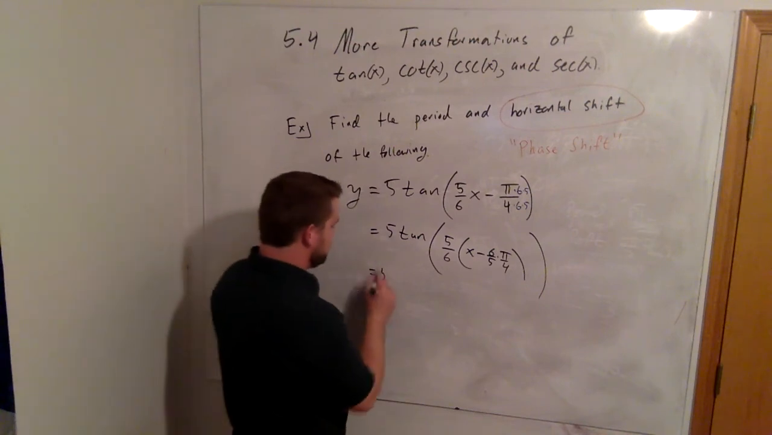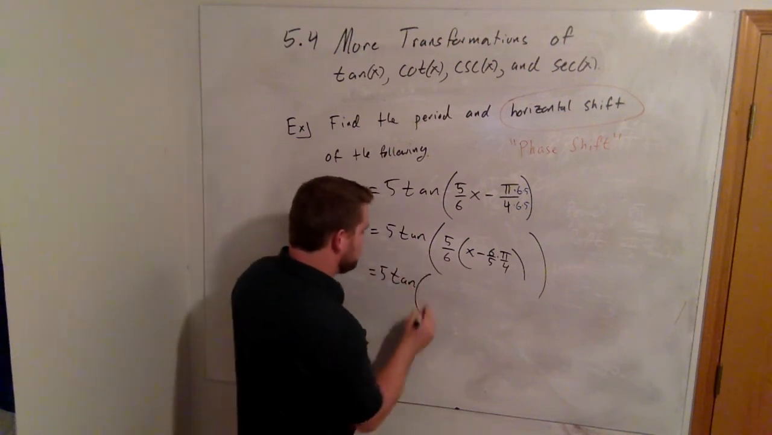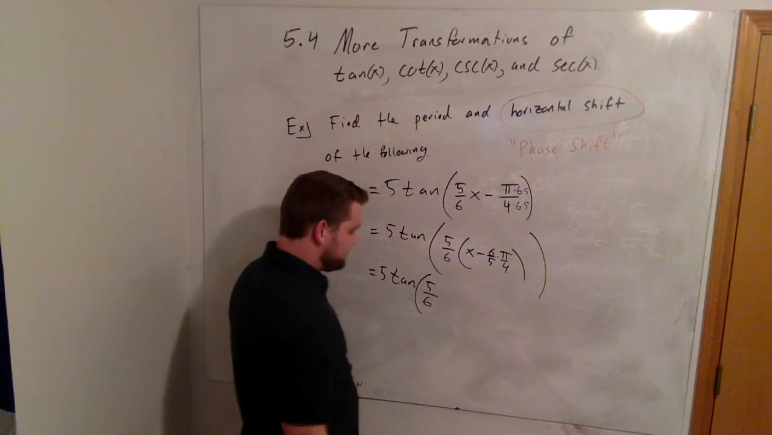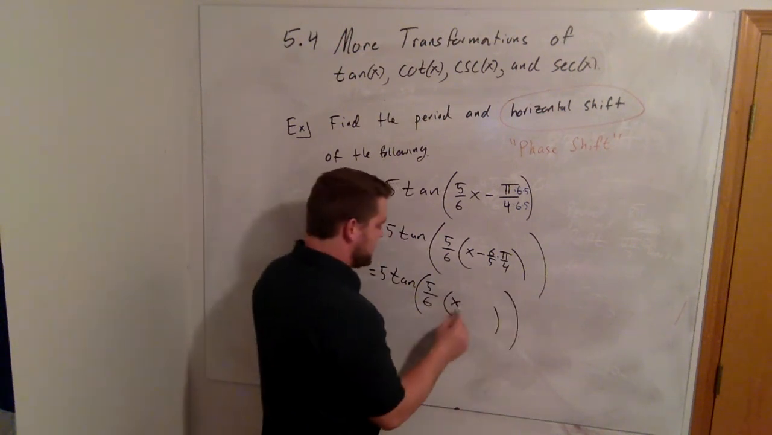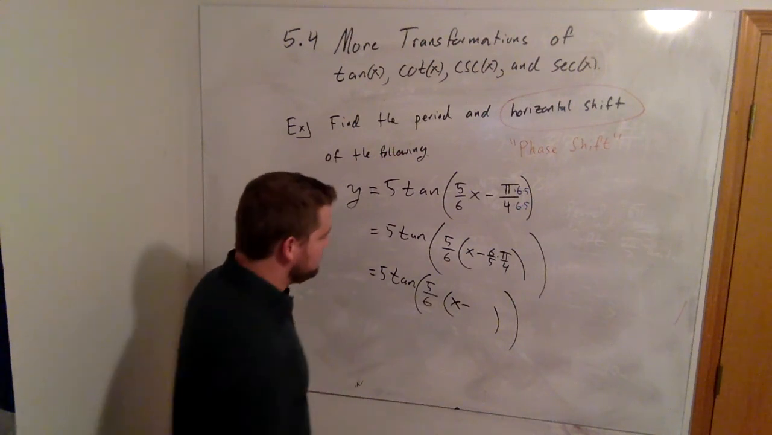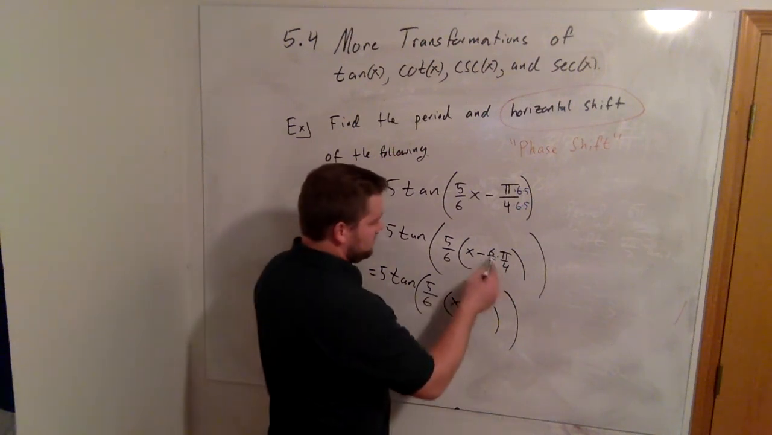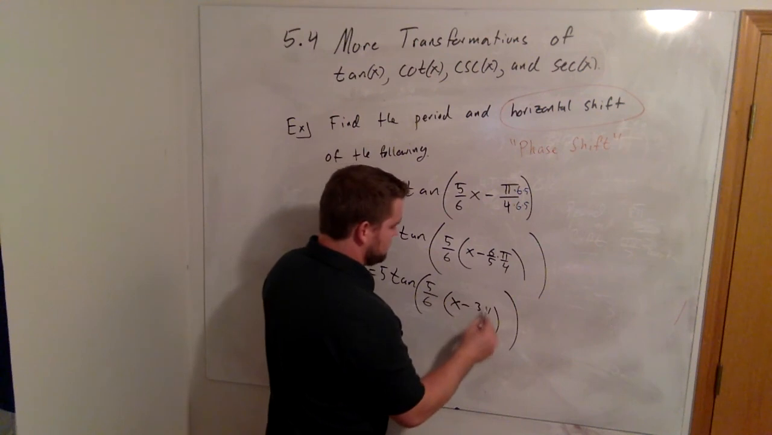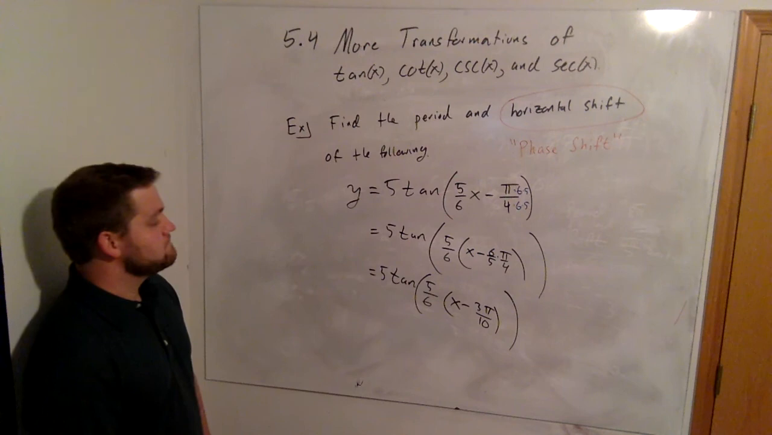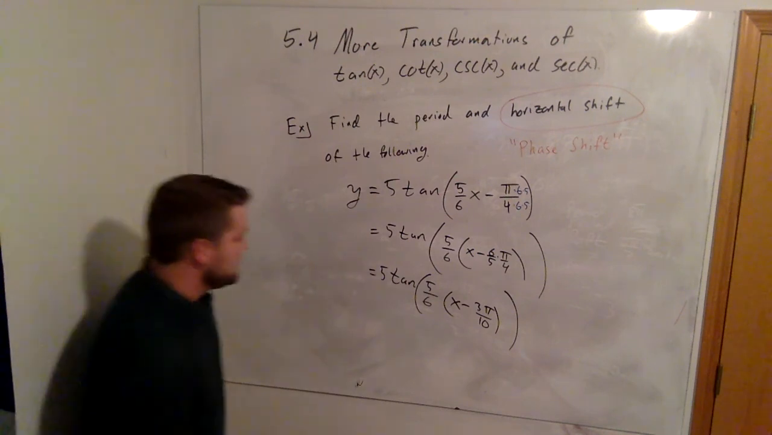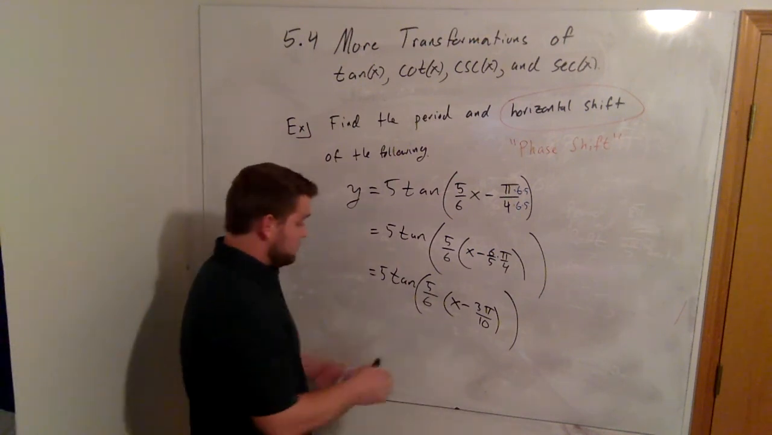Okay, so we'll get 5 times the tangent of 5/6 times x minus, what will this reduce to? The 6 and the 4 make a 3/2, so I think I'm going to get 3 pi over 10. I would agree. Okay, so let's take a look at a few things here.